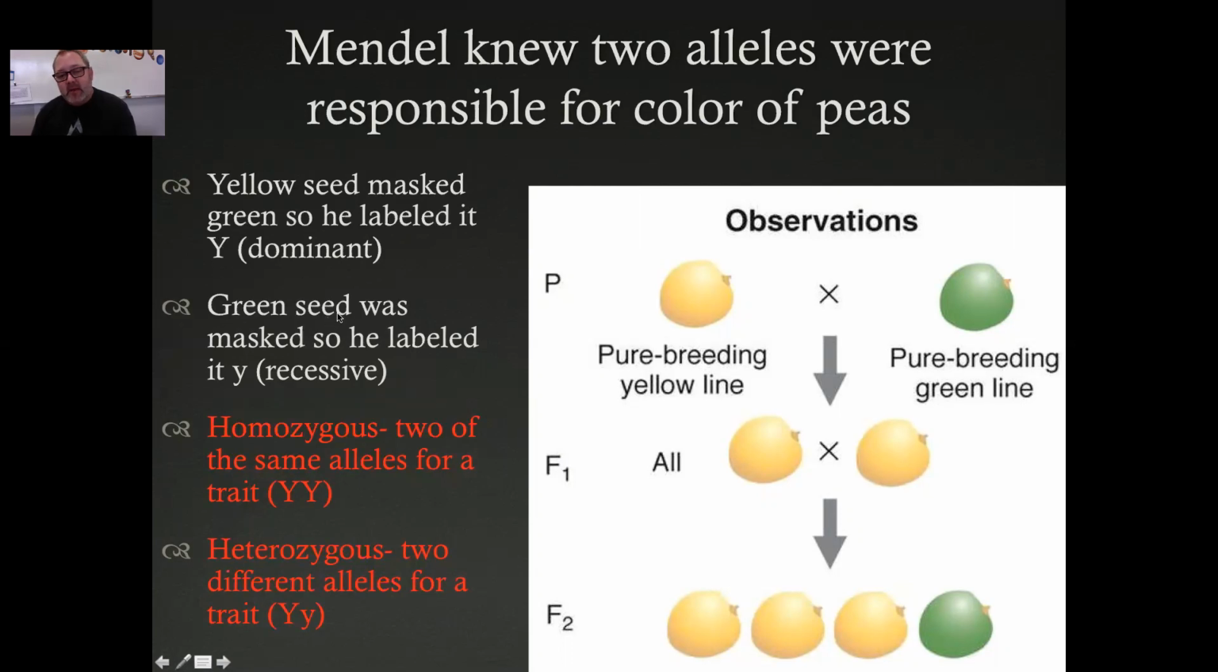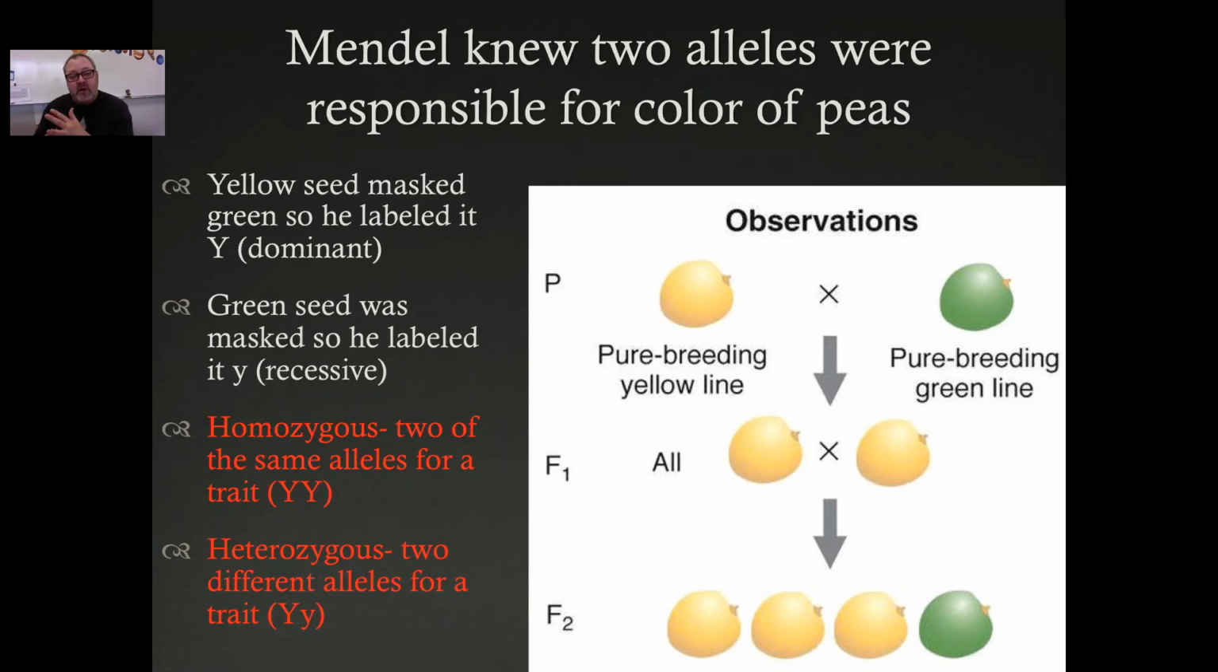Green seed was also labeled Y, but it was a lowercase y, all right? So we'll probably refer to these as big Y and little y moving forward. So this brings him to the point where he's determining whether the organism is either homozygous or heterozygous.